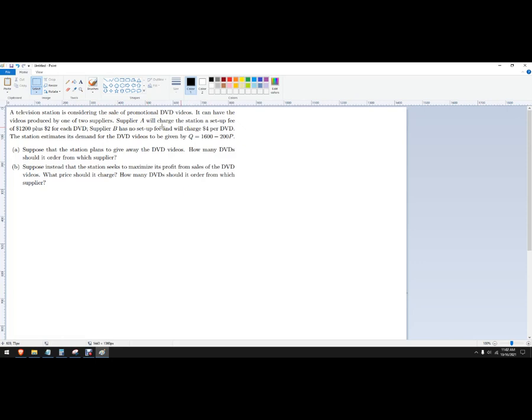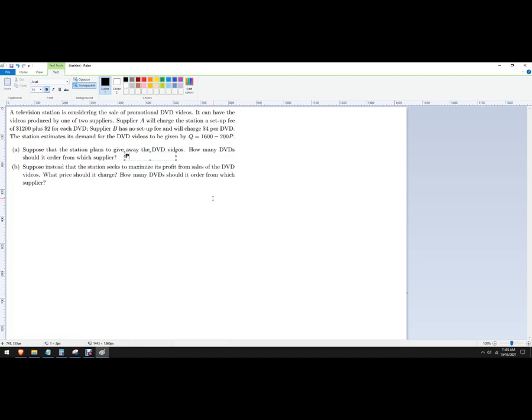Supplier A has a setup fee, which will represent a fixed cost of $1,200 plus $2 marginal cost for each DVD. Seller B has no setup fee but $4 marginal cost. The station estimates its demand for the videos to be that. Okay, so a couple of things that we need to know here. Suppose that the station wants to give away the DVD players. So for that, it's going to be P equals 0.